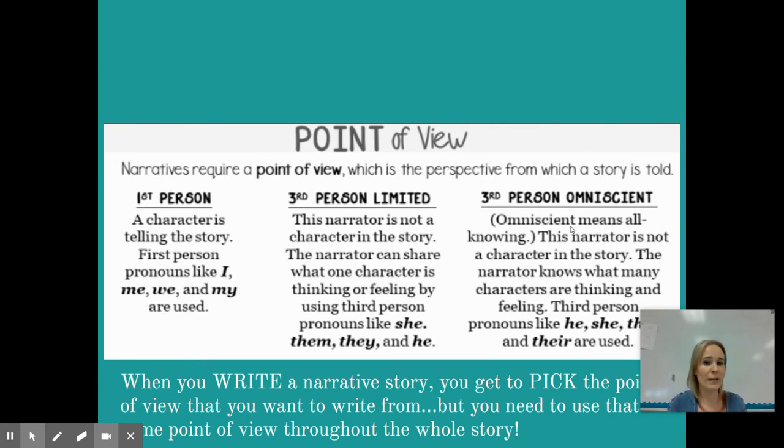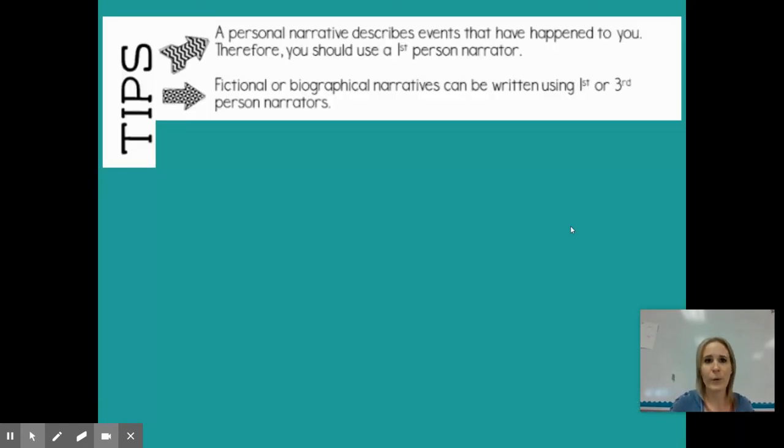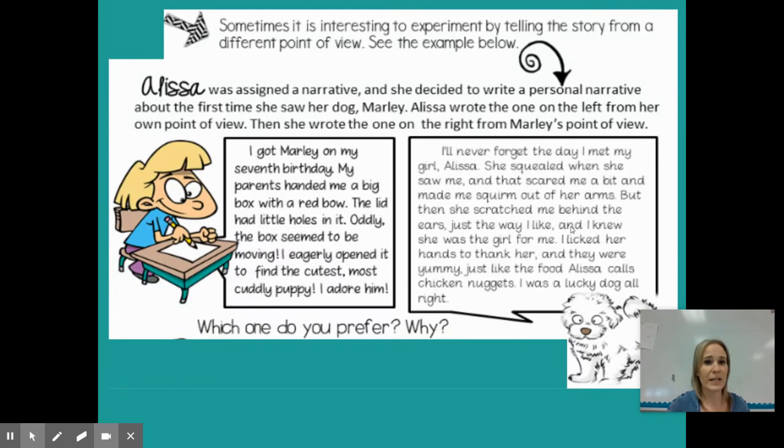Now, when you write a narrative story, you're going to get to pick the point of view that you want to write from. So it's kind of cool. You get to decide, are you going to tell it from the first person perspective? Are you going to tell it as a narrator describing someone else? The thing you have to remember, it doesn't matter which one you pick, but whatever one you pick, you need to stick with it through your whole story. Okay? So a personal narrative is describing events that have happened to you. You should probably use a first person narrator. A fictional or biographical narrative can be written using first or third person narrators. We are going to be writing a fictional narrative, so you could do either.